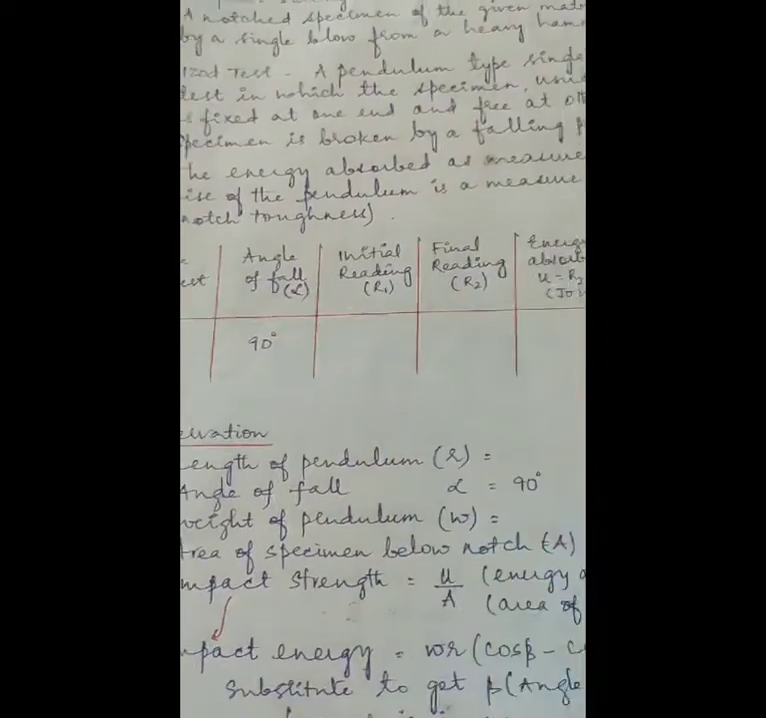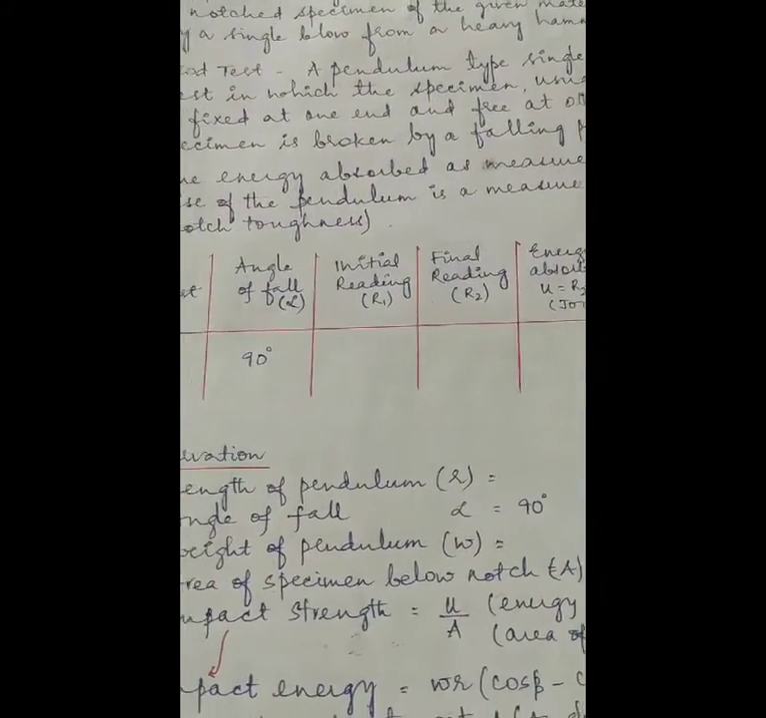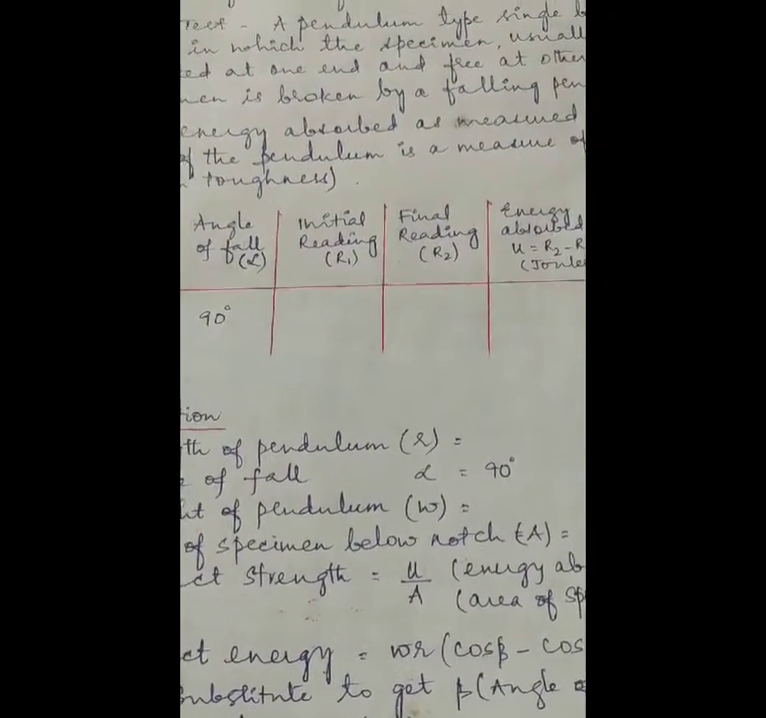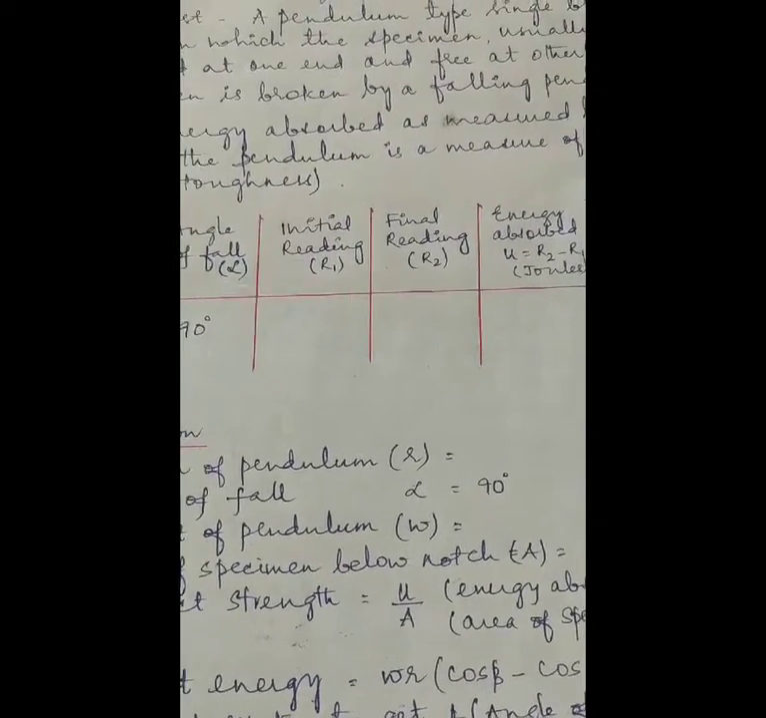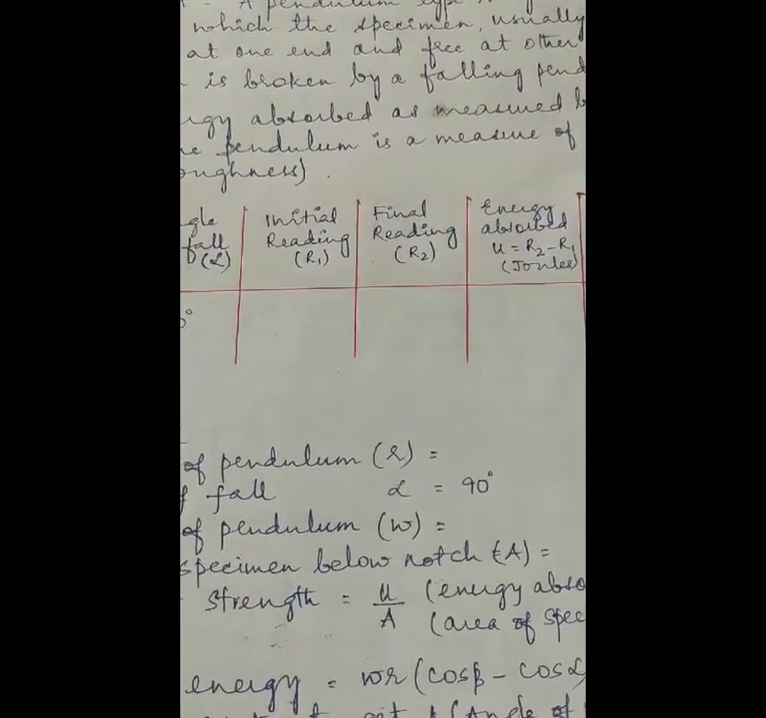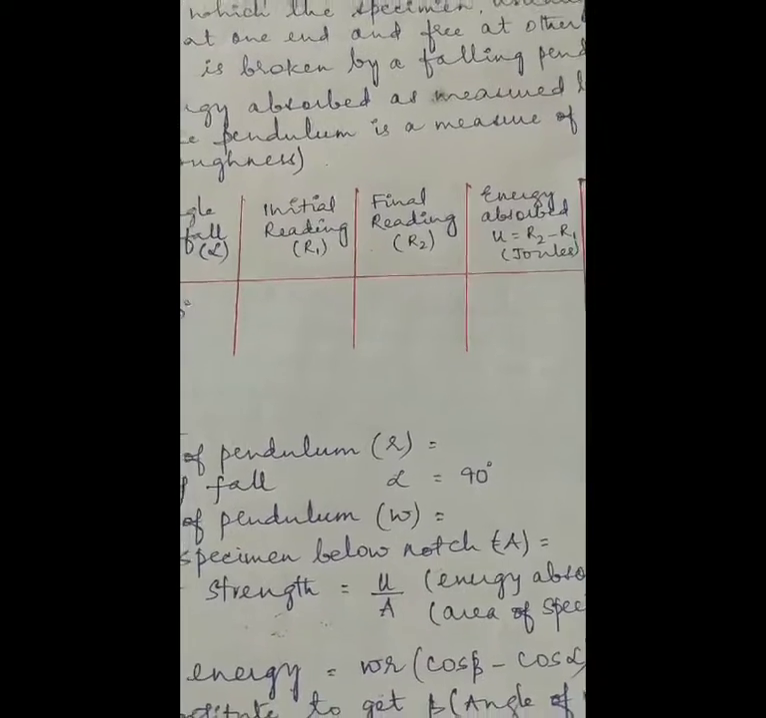Then we have the initial reading, that is R1. Without keeping the specimen, release the hammer and allow the hammer to swing freely.